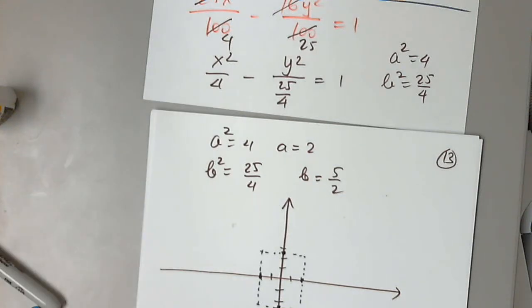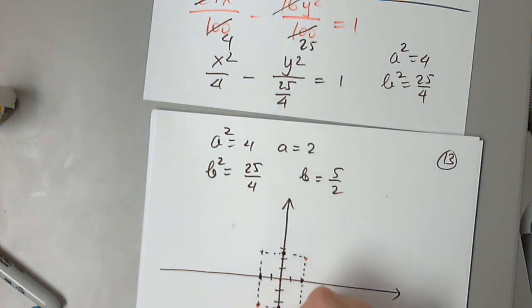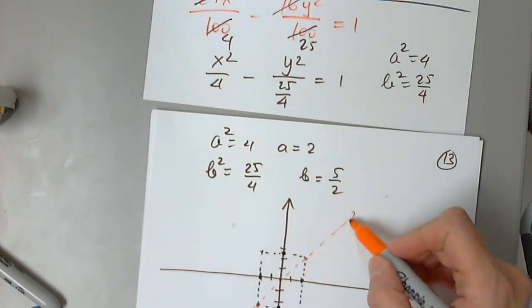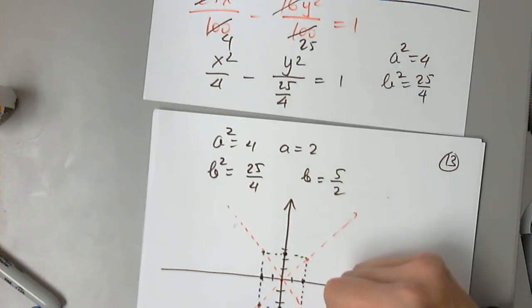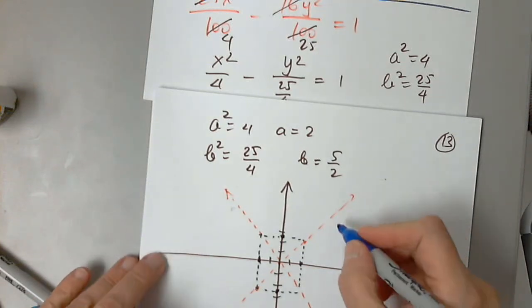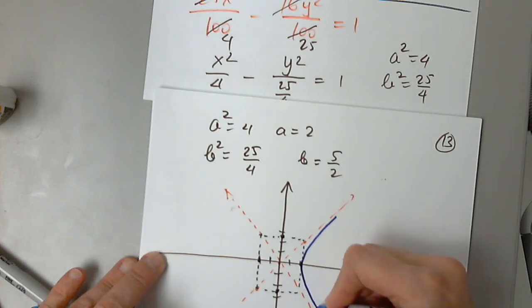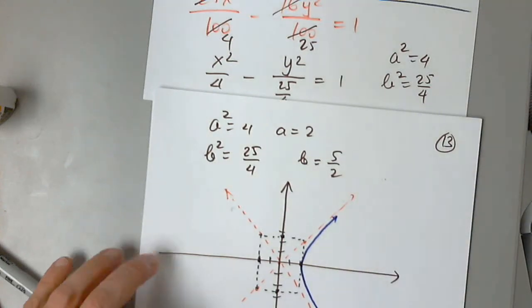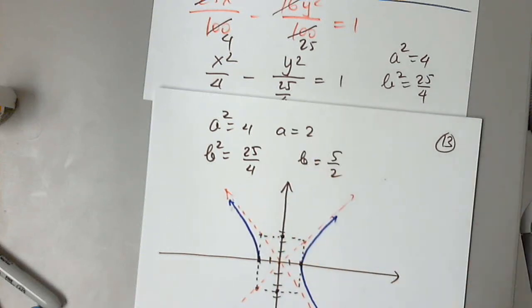I draw the asymptotes through the corners, the opposite corners, and through the center. And now I'm able to graph the hyperbola. Make sure that it's approaching the asymptotes. As we know, that's the meaning of the asymptotes.